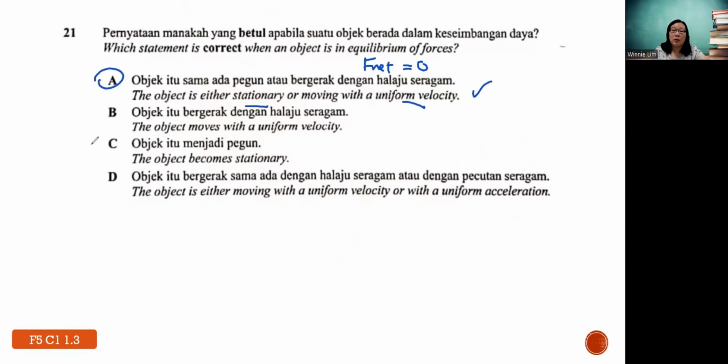Now B and C are not the most accurate answers because they only give part of the idea. Notice or not? By right, you should add on: with stationary, you add on with constant. So that's why whenever you read the options, the choices, you must go through all four, because sometimes it seems correct, but it is not the most accurate. You have a better choice. Get it? D, it cannot be uniform acceleration, definitely wrong. Okay.